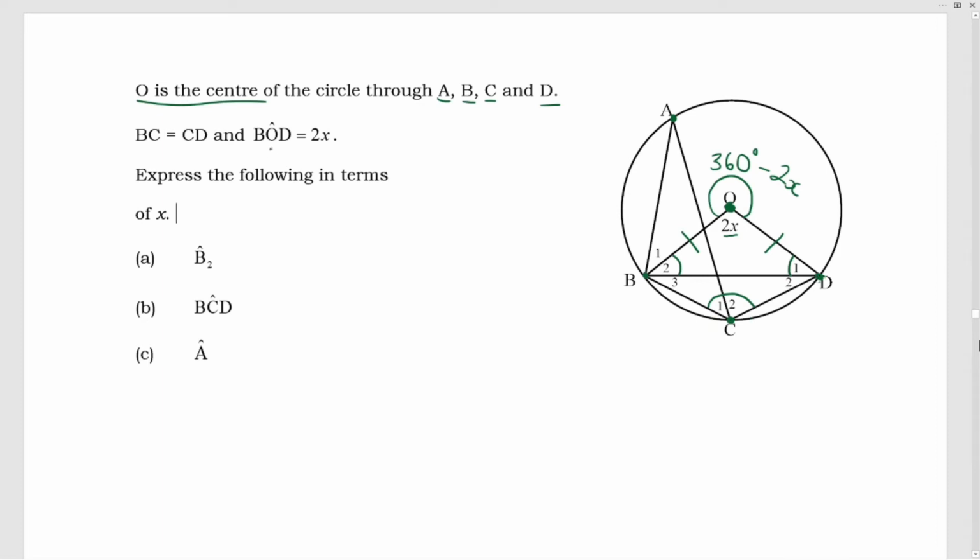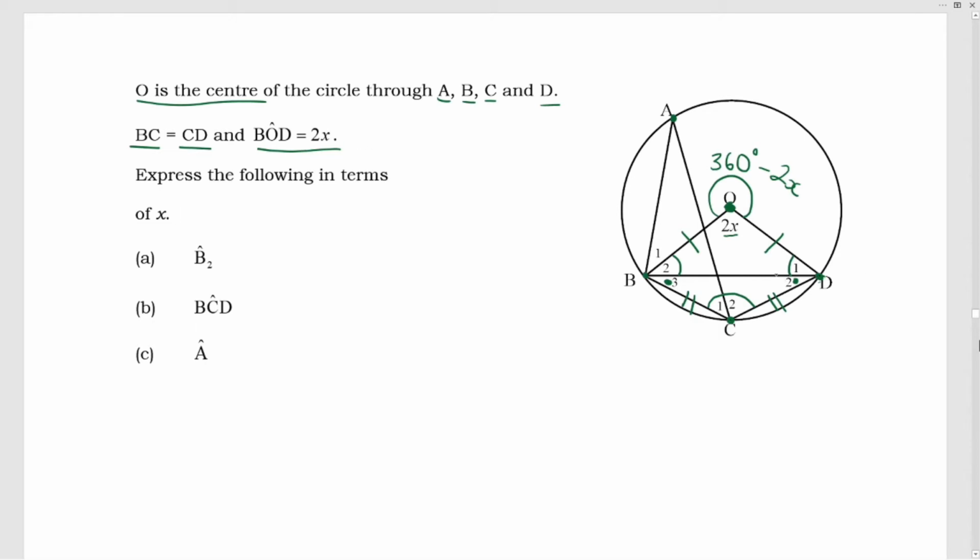Let's see what else they give us. They tell us that BC equals CD. Okay, now that is not on the diagram. You have to add it. There's BC and there is CD. So what have they given us? They've given us that these 2 angles here will also be angles opposite equal sides. Lastly, they give us that BOD equals 2x, but I've already worked with that.